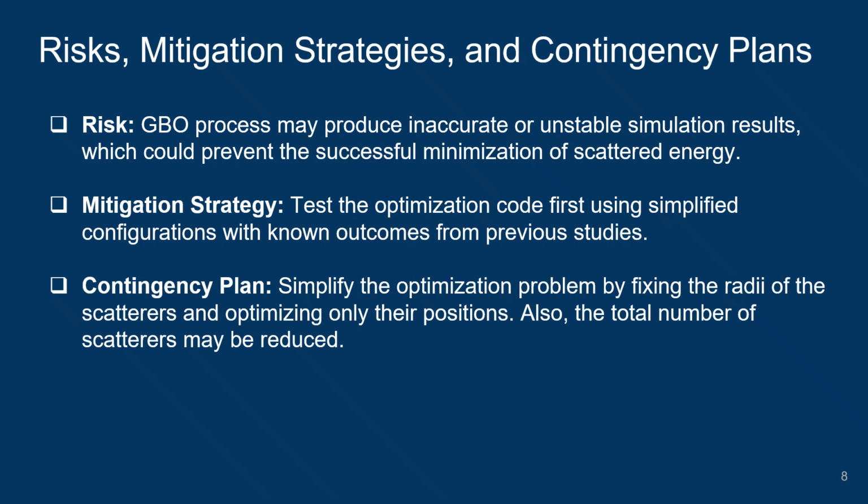A significant risk is that the gradient-based optimization process may produce inaccurate or unstable simulation results due to improper gradients or models. The mitigation strategy is to test the optimization code first using a simplified configuration with known outcomes from previous studies and validate it step by step. The contingency plan is to simplify the optimization problem by fixing the radii of the scatterers and optimizing only their positions. Also, reducing the number of scatterers might provide good results.